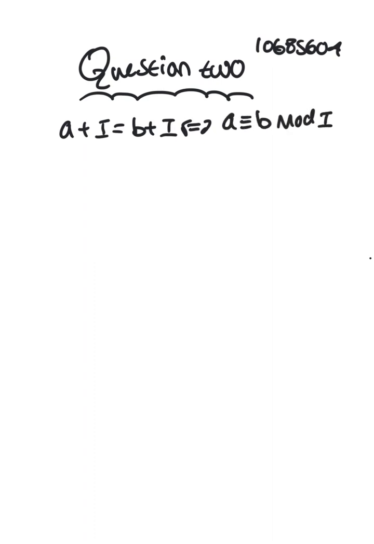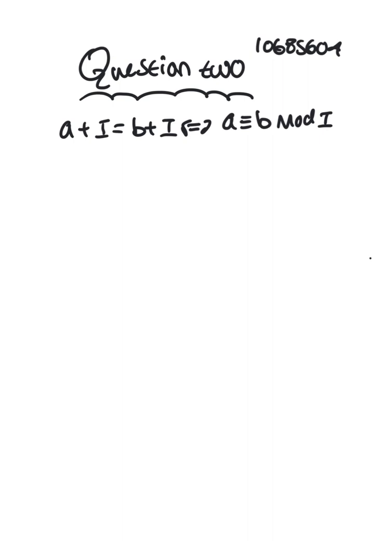In this podcast, I will answer question 2. Question 2 is a proof, and asked us to prove that the coset of A and the coset of B are equal if and only if A is congruent to B modulo that ideal. Because this is an if and only if, we have to prove it in both directions.